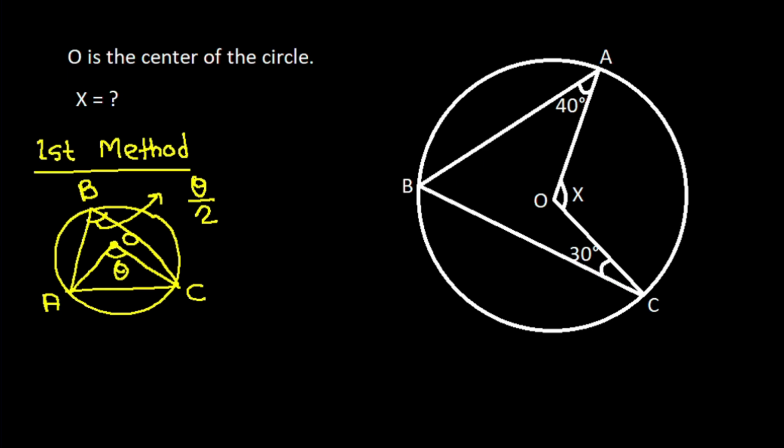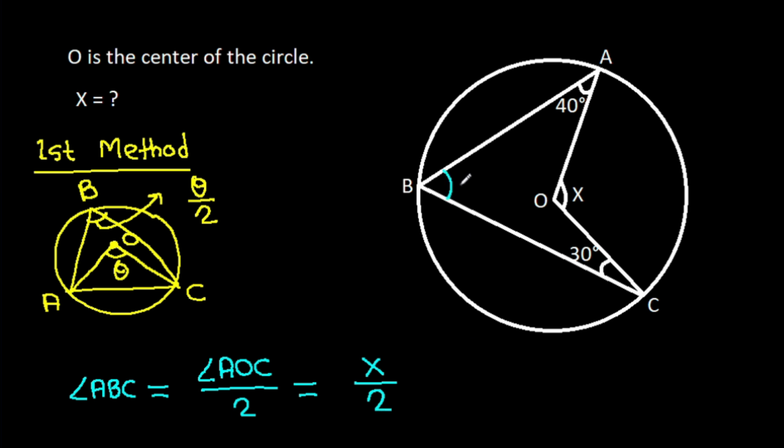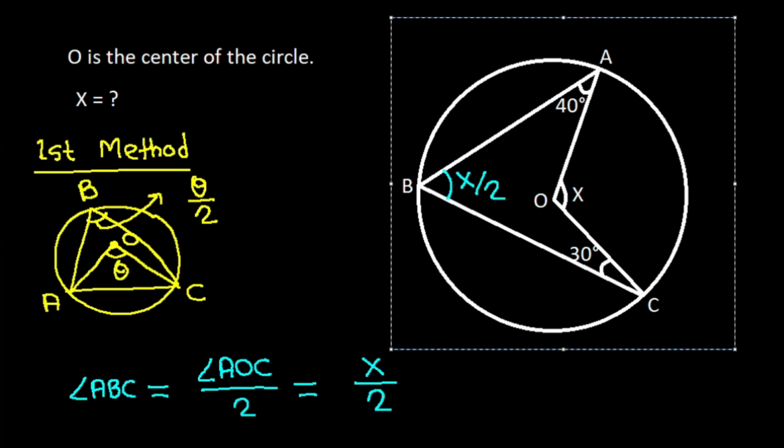So here, angle ABC will be angle AOC divided by 2, and angle AOC is x. So this angle will be x over 2.